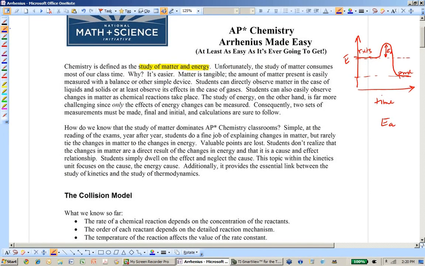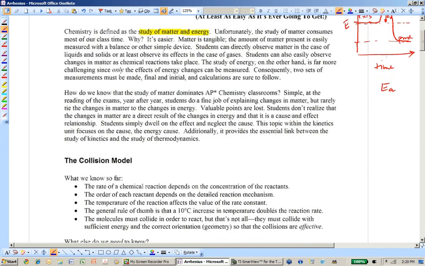So students don't realize that the changes in matter are a direct result of the changes in energy, and it's a cause and effect relationship. You're more comfortable just dwelling on the effect and neglecting the cause. So this topic within the kinetics unit focuses on the cause, and that cause is an energy cause. So additionally, it provides the essential link between the study of kinetics and the study of thermodynamics.